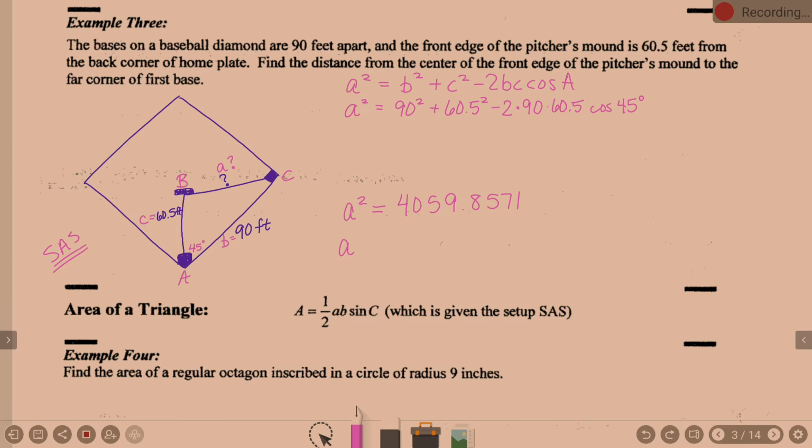4,059.8. Once you take the square root, we're at 63.7. 63.7 what? Feet. Is that a reasonable answer? Yes. Obviously, if you stopped at the 4,000 number, I would like to think you would realize, whoa, we can't be done. So definitely be reasonable.